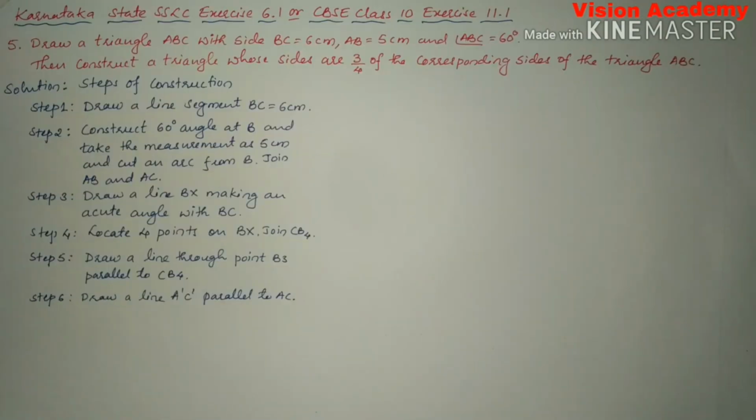Question number 5. Draw a triangle ABC with side BC is equal to 6 cm, AB is equal to 5 cm and angle ABC is equal to 60 degree. Then construct a triangle whose sides are 3 by 4 of the corresponding sides of the triangle ABC. Now let us find the solution for the given problem. Let us study steps of construction.